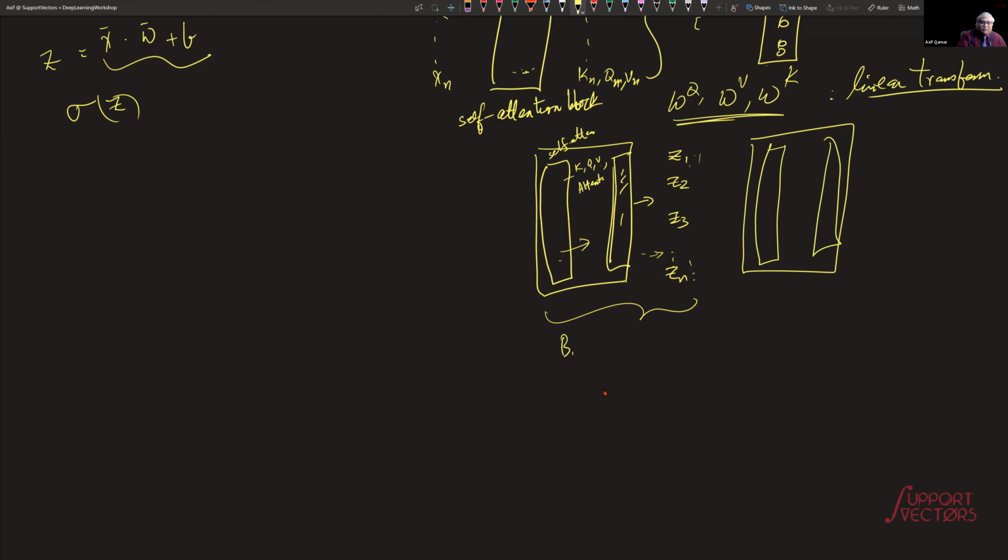So let me call it attention block number 1. Then you pass it to attention block number 2, which does exactly the same thing, and so you pass it through. In the original architecture, and I think this is still there in many of the implementations, there are 6 blocks of attention, right?